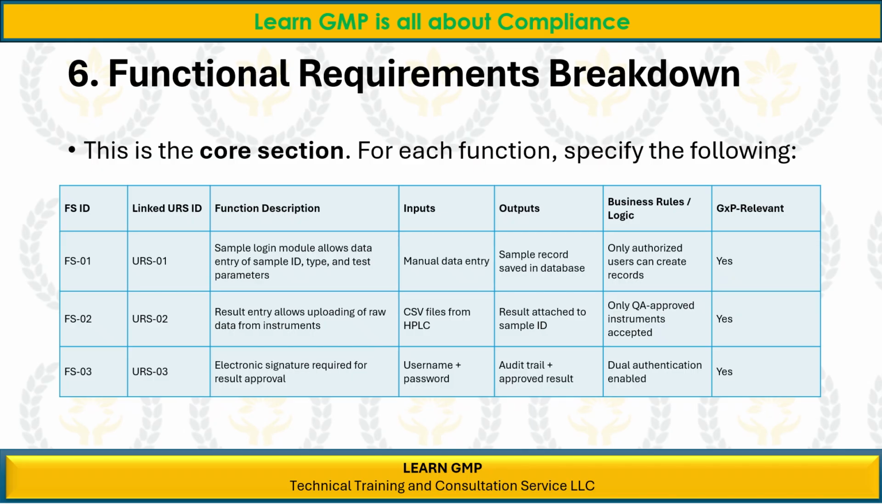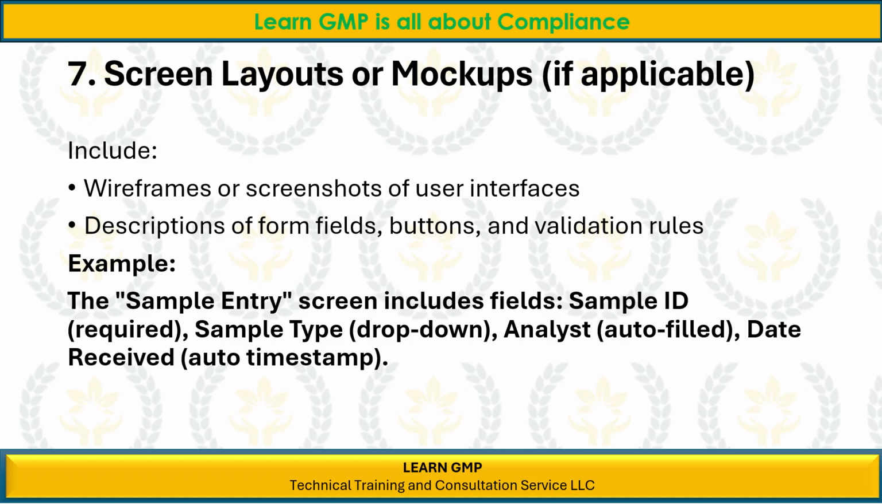FSID. FS03. Linked URS ID. URS03. Electronic signature required for result approval. Inputs. Username plus password. Outputs. Audit trail plus approved result. Business rules/logic. Dual authentication enabled. GXP relevant. Yes.